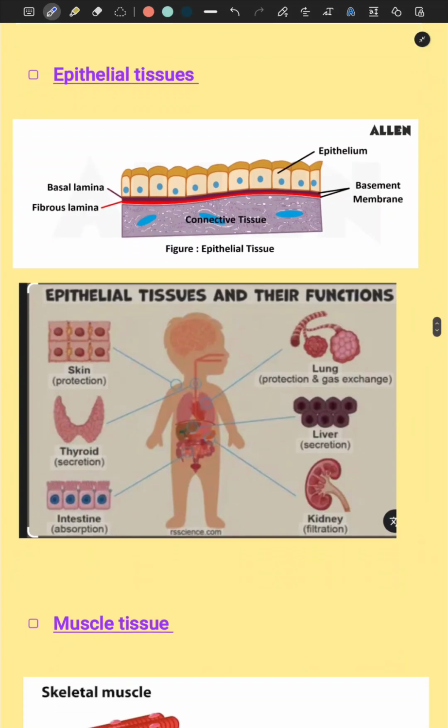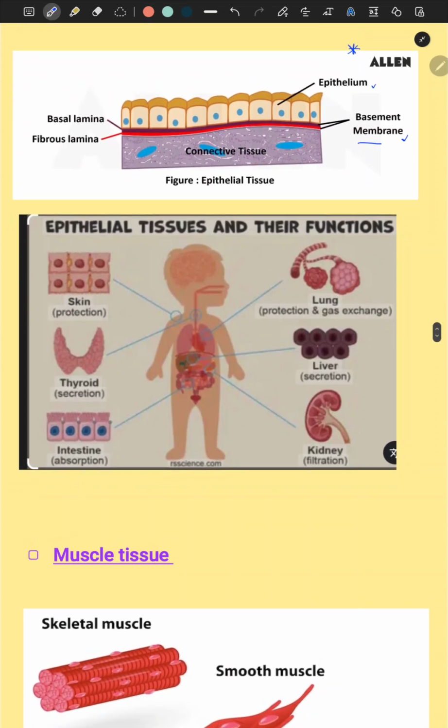First animal tissue type is epithelial tissue. This is the figure of the structure of the epithelial tissue. As you can see in the figure, it consists of a basement membrane and the cells lie on the basement membrane. The cells are tightly packed. The characteristics of the epithelial tissue are that the cells lie on the basement membrane and the cells are tightly packed without intercellular spaces, and there is no blood supply but there is a nerve supply.